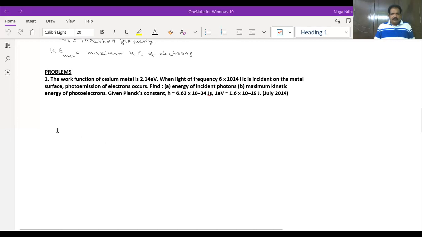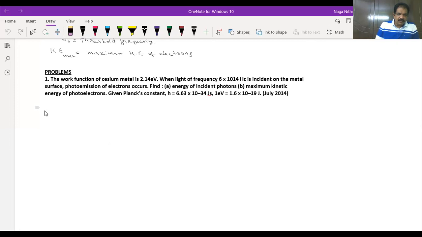So the work function here, they gave W is equal to 2.14 electron volt, which is 2.14 into 1.6 into 10 power minus 19. If you multiply these values, we get 3.424 into 10 power minus 19 joules.